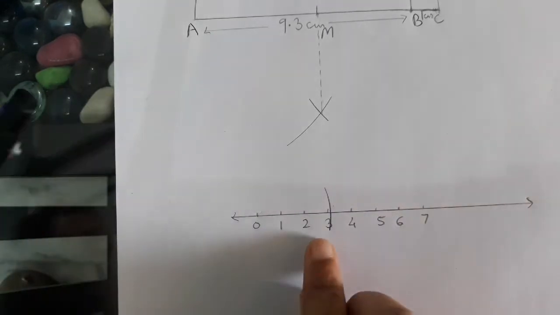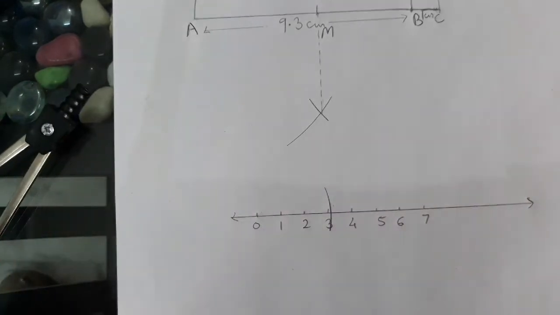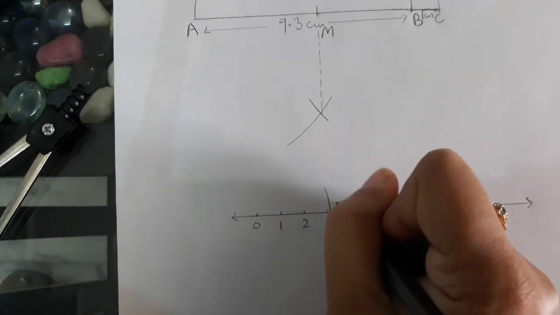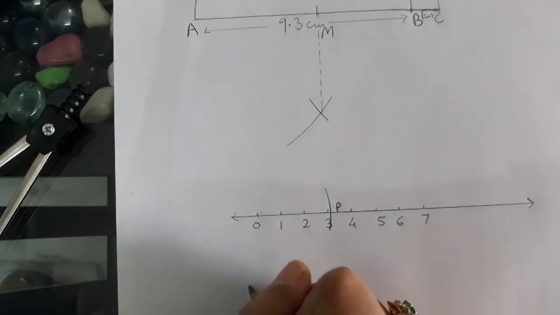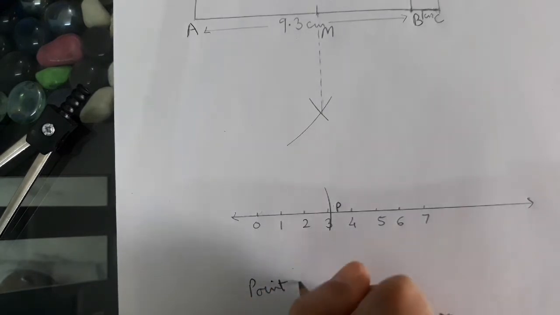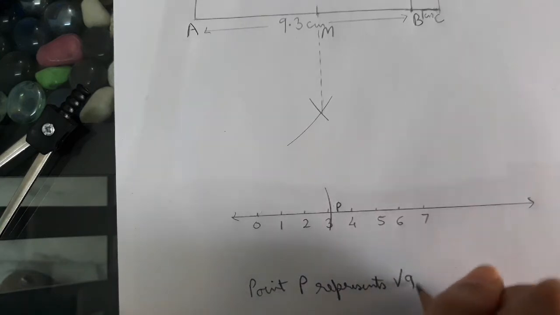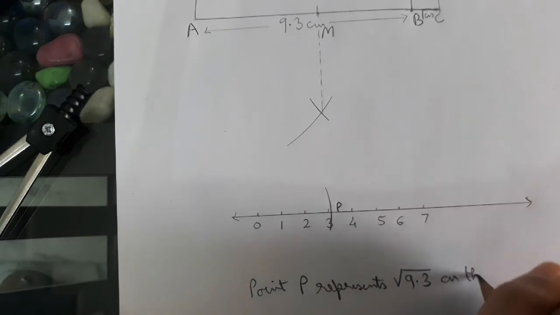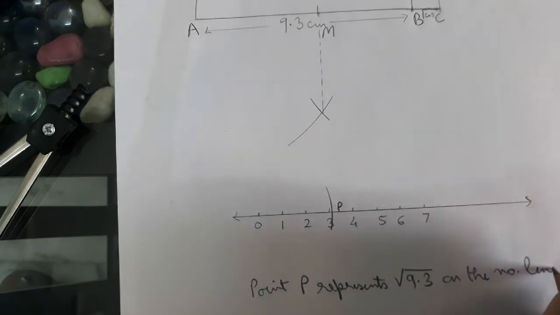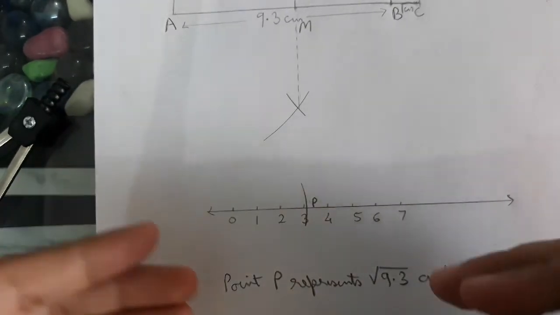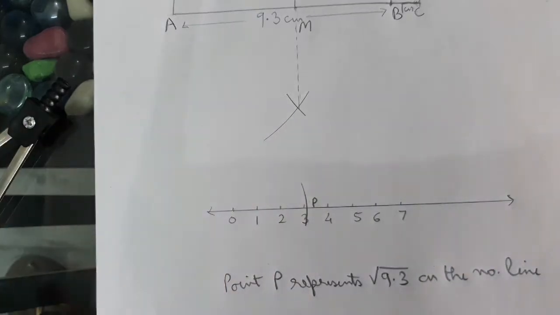You will see that this is just a little bit more than 3, because we know that root 9 is 3. So root 9.3 is just a little bit more than 3. Mark this point as point P, and write that point P represents under root 9.3 on the number line. This is one method.